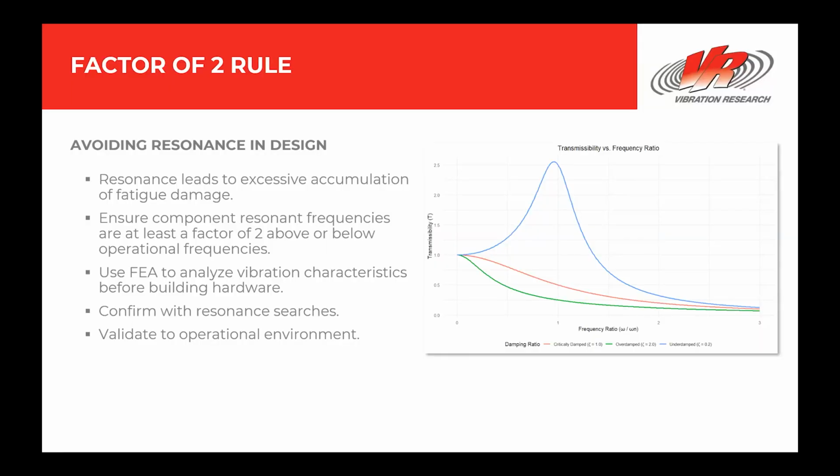Resonance can lead to excessive accumulation of fatigue damage and potential mechanical failure. A good practice is to ensure that component resonant frequencies are at least a factor of two above or below frequencies present in the environment that the component will have to survive. This is what we call the factor of two rule.